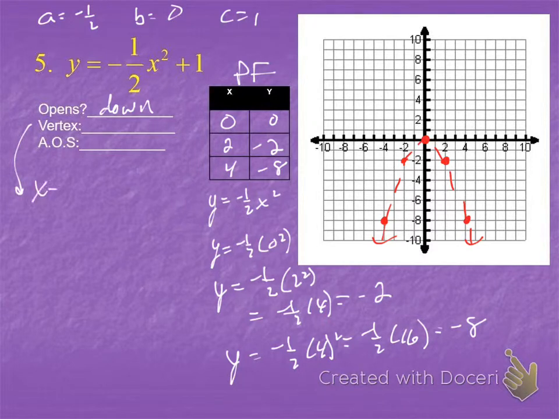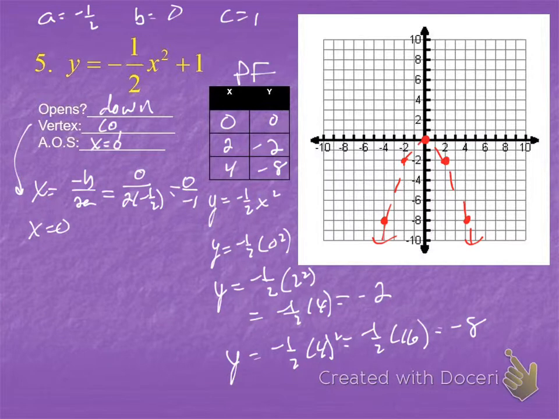To find the vertex, we need opposite b over 2a. Opposite b is going to be just 0 because b is 0. And then 2 times negative a half, 0 over negative 1. So x is going to be equal to 0. So our x coordinate for our vertex is 0. The axis of symmetry is x equals 0. To find the y coordinate for our actual function, just plug in 0 for x.